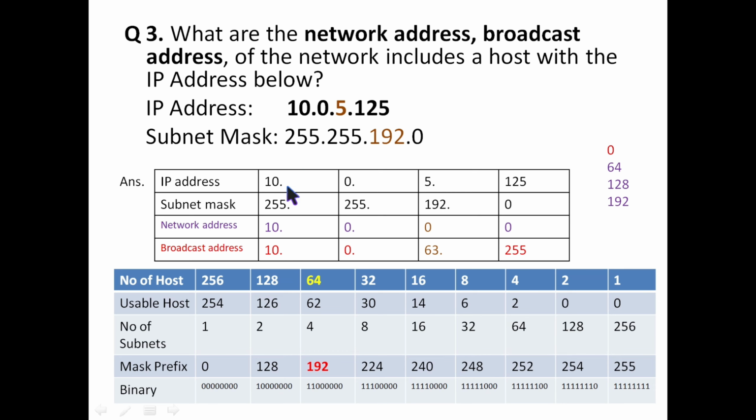Now let's find out the broadcast address. If it is 255, then simply copy the IP address. If it is not 255, here 192, then check the table.